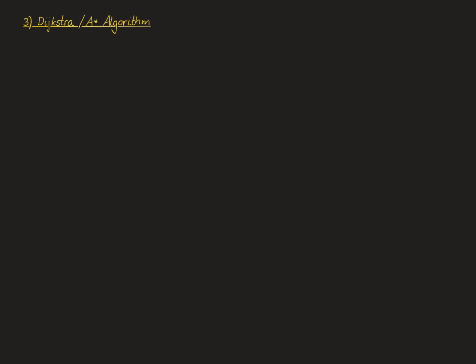The third and final method for motion planning that we look at as part of this lecture is the Dijkstra/A* algorithm, which are actually two different algorithms that are very closely related.